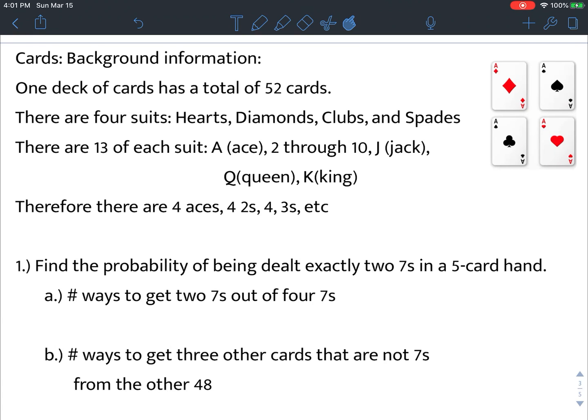Okay, so I put up here some background information on a deck of cards. One deck of cards has 52 cards altogether. There are 4 suits: diamonds, clubs, hearts, spades. And in each suit, there are 13 cards. So in each suit, there's an ace, 2, 3, 4, 5, 6, 7, 8, 9, 10, jack, queen, and king. Therefore, there are 4 aces in the whole deck, 4 twos in the whole deck, and so on.